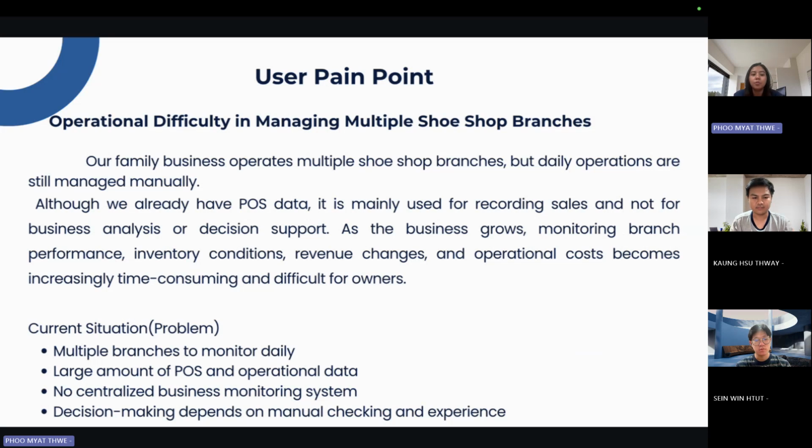The current problems are multiple branches to monitor daily and large amounts of POS and operational data. There is no centralized business monitoring system, so decision making depends on manual checking and experience. This is the real pain point of our family business, a multi-shoe-branch owner.